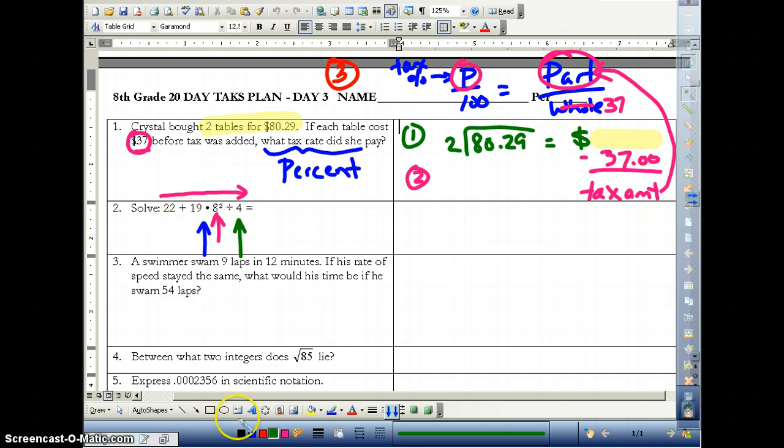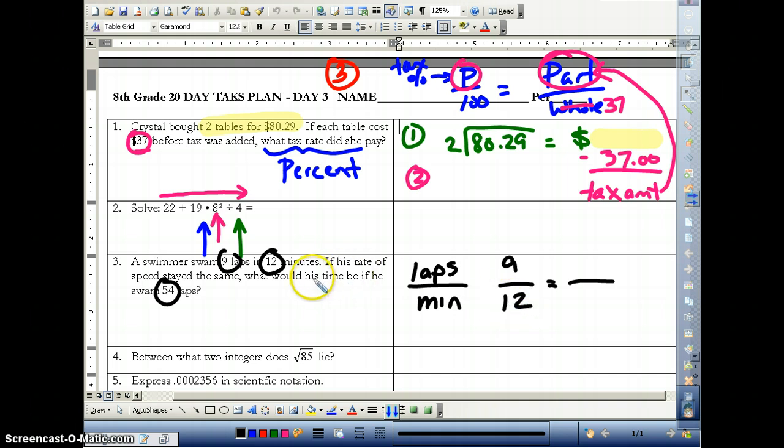Okay? On number 3, a swimmer swam 9 laps in 12 minutes. If his rate of speed stays the same, what would be his time if he swam 54 laps? They gave you 3 pieces of information. They want the 4th. Set up a proportion. Let's compare laps to minutes. There's my word ratio. I know he did 9 laps in 12 minutes. They want to know what his time would be if he swam 54 laps. 54 goes here, x goes down here. Cross multiply to solve.